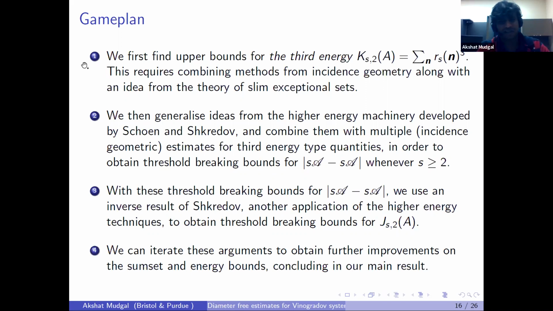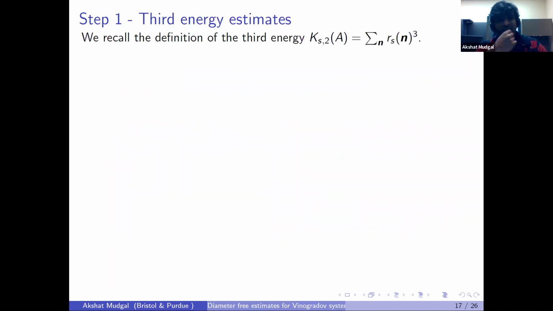And in this talk, I'll mostly focus on steps 1 and 2, and I'll not really mention 3 and 4 again. So this is sort of an overview of what happens in the paper. And so I'll start step 1.